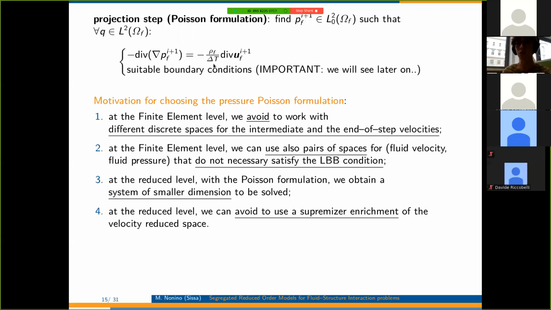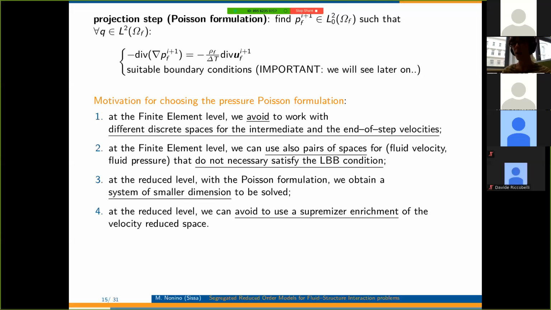And the reason for choosing to discard the end of step velocity and use a pressure Poisson formulation, actually there are a lot of reasons. From the finite element point of view, by doing this, we avoid working with different discrete spaces for the intermediate velocity and for the end of step velocity. And also, always at the finite element level, there are very nice results that show us that we can actually work also with pairs of fluid velocity spaces and fluid pressure spaces that do not necessarily satisfy the LBB condition.